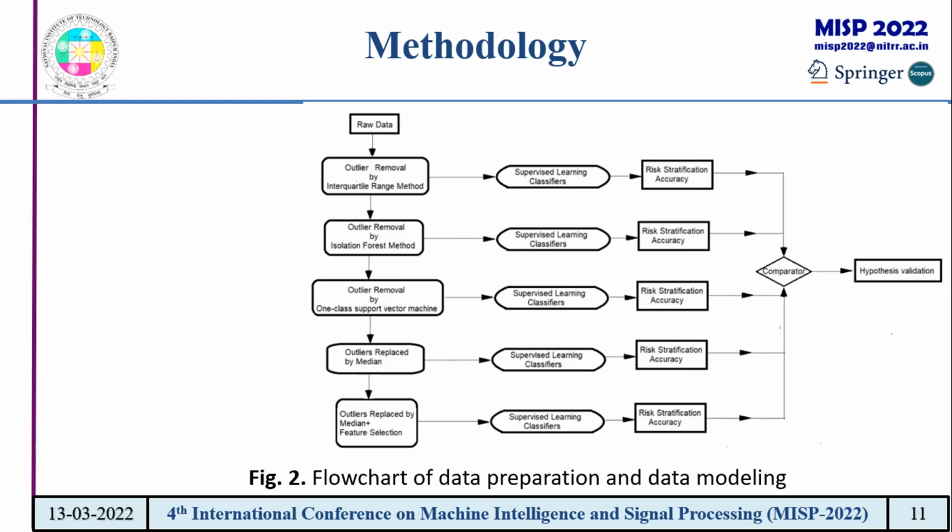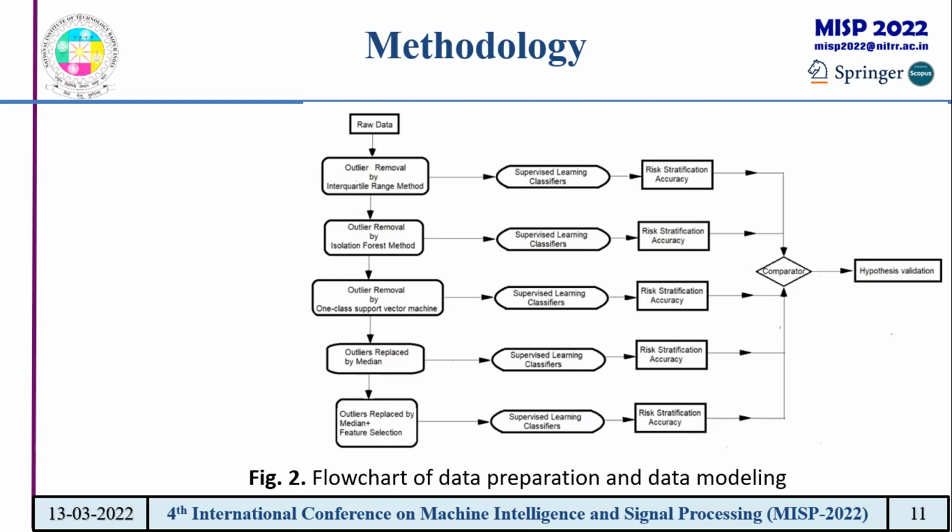Similarly, the raw data set is subjected to outlier removal by isolation forest. In isolation forest, we have given a contamination score of 0.1, and we have removed the outliers detected by isolation forest, and we have developed models using the remaining sets. Then we applied a machine learning model, and we found the stratification accuracy.